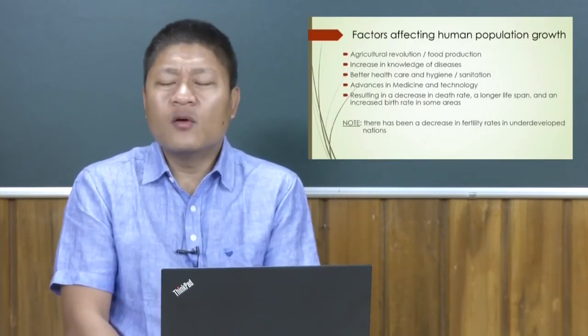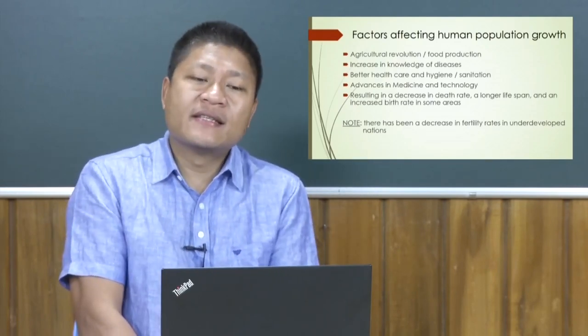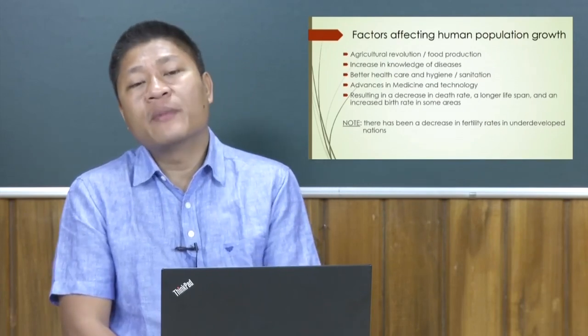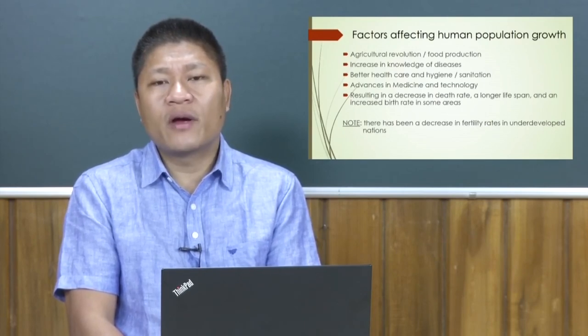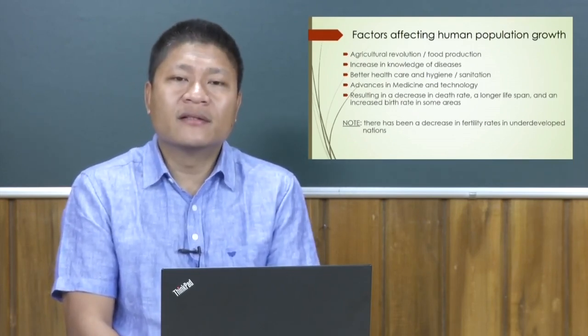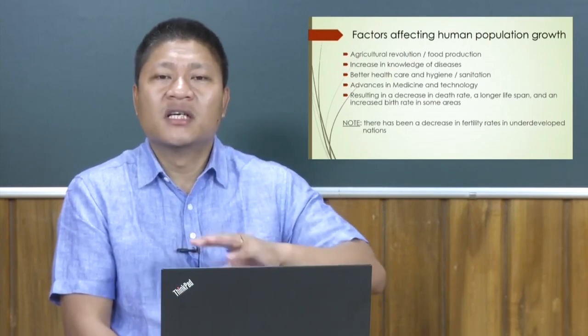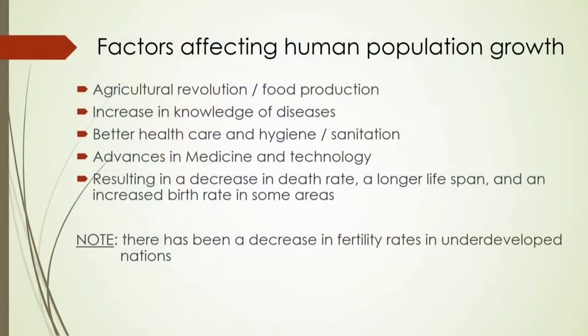Now, what are the different factors which affect human population growth? Now, there were times when human populations were not really a problem or a threat, rather there was a static growth. Now, why has the human population multiplied, and what are the factors responsible for that?